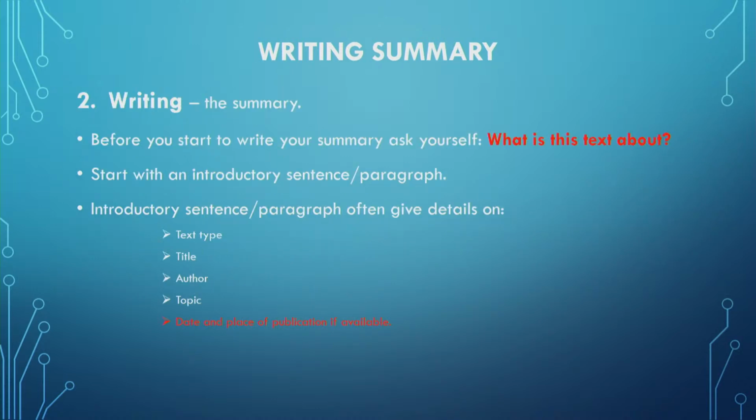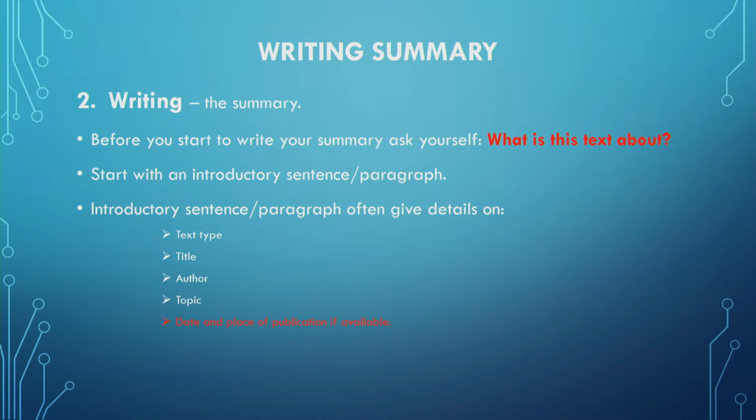Step 2 is our writing. Before you start to write your summary, you must ask yourself, what is this text about? Once you can answer that question, then you'll be sure that you understand the text that you read. If not, you have to go back and read the text or the passage all over again.